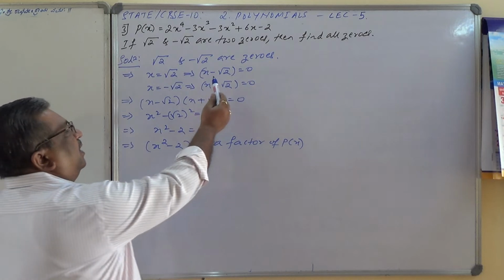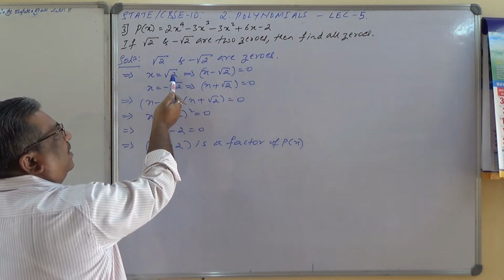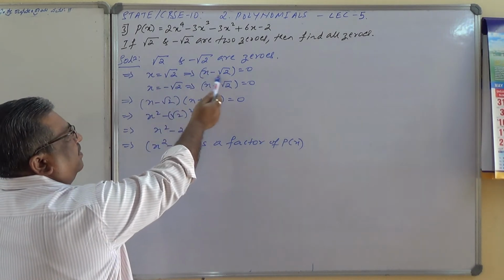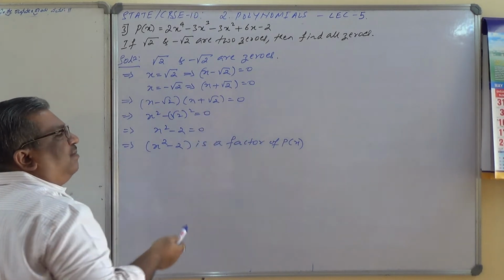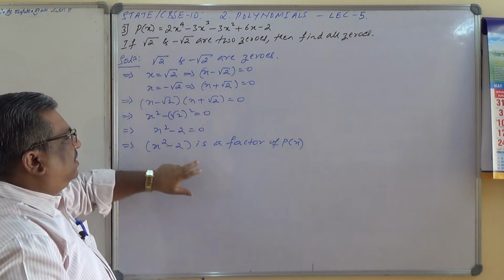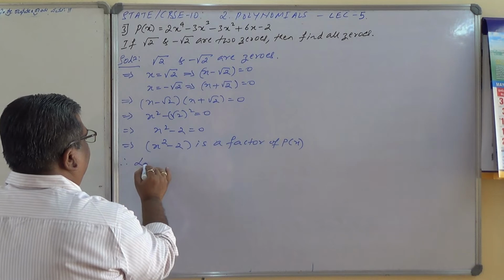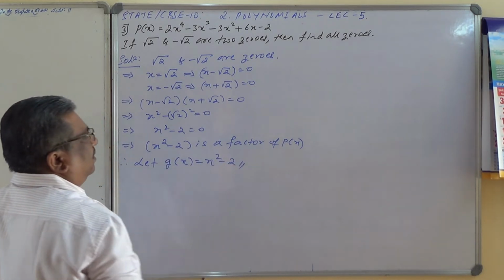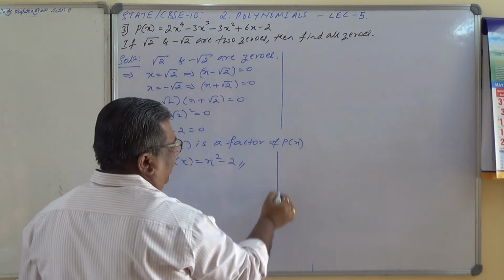See, here you need not equate it to 0. Why I equated to 0 here is, I took x is equal to root 2 as one value of the root and x equals minus root 2 as another value. So if you transpose this side, you get x minus root 2 and x plus root 2. Directly without 0 also you can take here, because ultimately we are going to find a quadratic polynomial, and that quadratic polynomial should divide this one, isn't it? X square minus 2 here is a factor of p of x. Therefore let g of x equals x square minus 2. Now let us divide the given biquadratic polynomial.